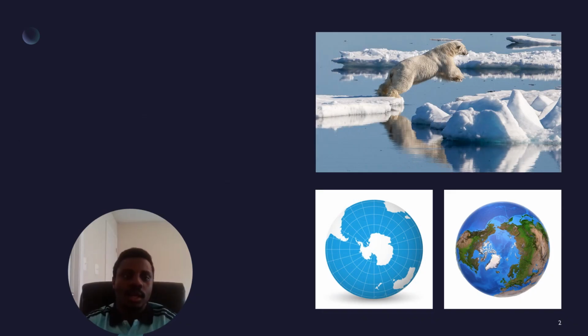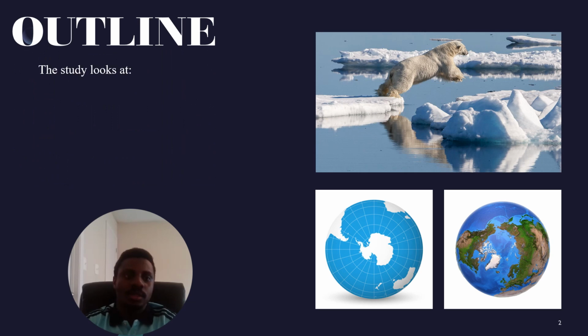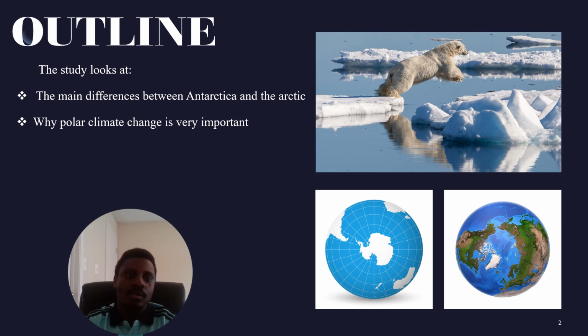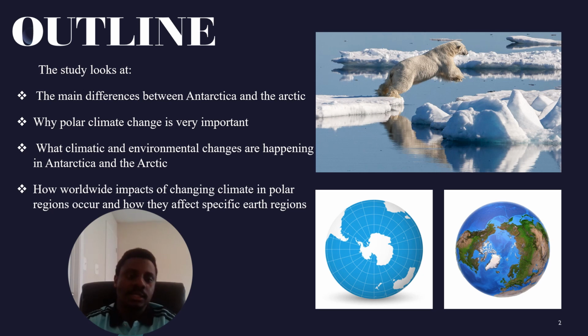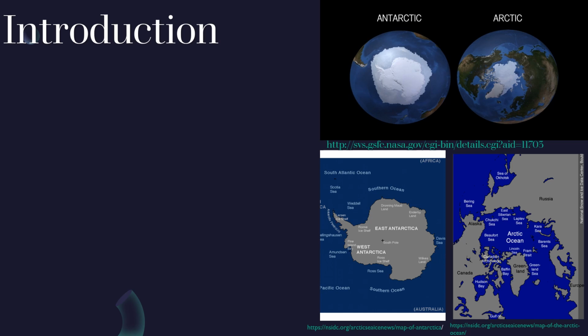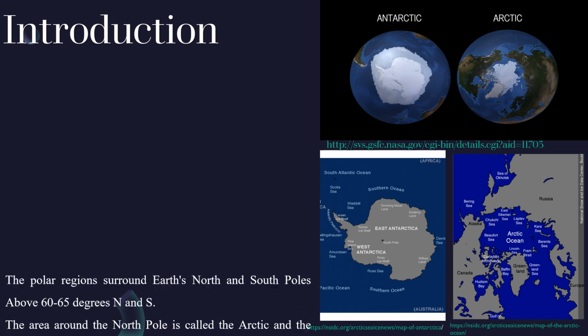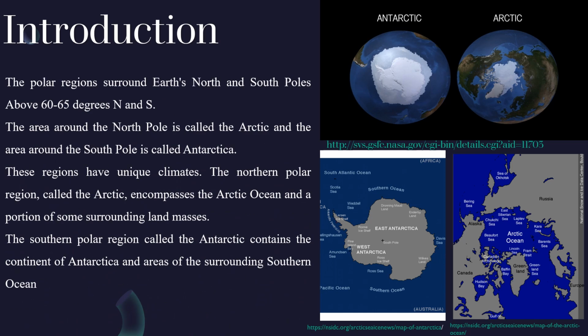So let's look at the outline for the day. For today, we'll look at the main differences between Antarctica and the Arctic. We'll also look at why polar climate change is very important, and then we'll look at what climatic and environmental changes are happening in Antarctica and the Arctic. And then lastly, we'll look at how the worldwide impact of changing climate in polar regions occurs and how it affects specific Earth regions.